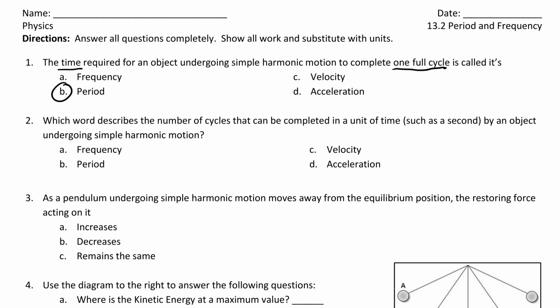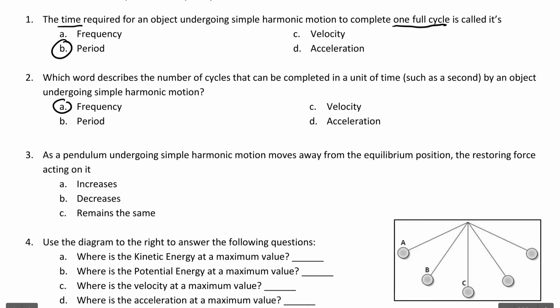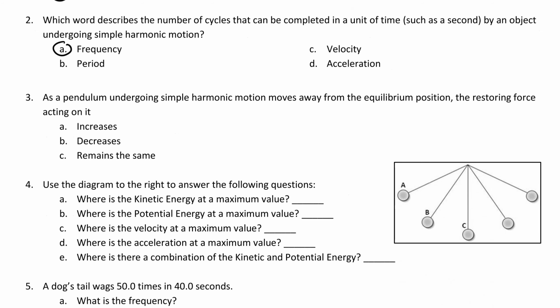How many seconds? Number 2, which word describes the number of cycles that can be completed in a unit of time, such as a second? So how many cycles can you do in a second by an object undergoing simple harmonic motion? In other words, how frequently are these waves going by? Is it 60 waves per second? How frequently is it happening? That's the frequency.